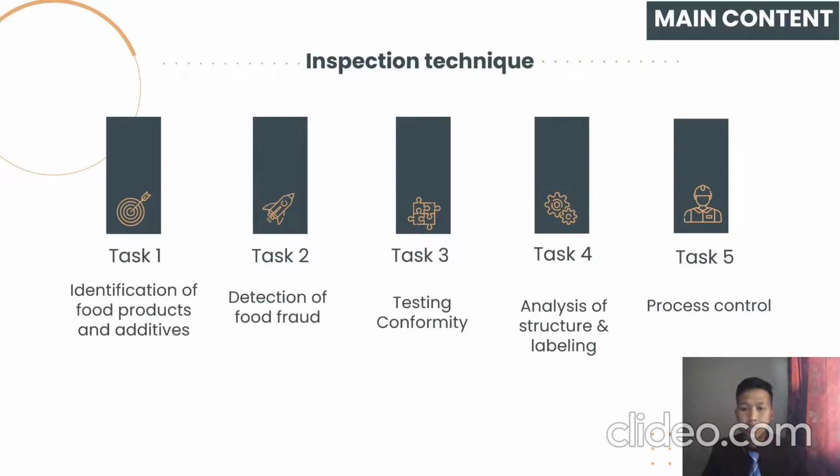Inspection techniques are a very important factor for the production system because they enable us to ensure that the quality of our cake produced will meet the needs of customers. Basically there are 5 tasks that will be done in the inspection technique. The first one is the identification of food production and additives. The second one will be detection of food fraud. Third will be testing conformity. The fourth will be analysis of structure and labeling, and the final one will be process control.